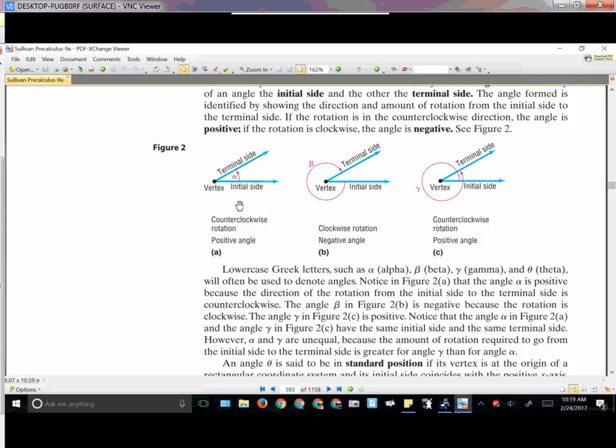Now we also identify rotations. This would be clockwise, counterclockwise. Now this is counterclockwise, just going once, counterclockwise going around it twice. So we can count those things.